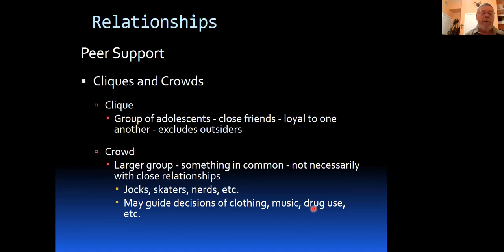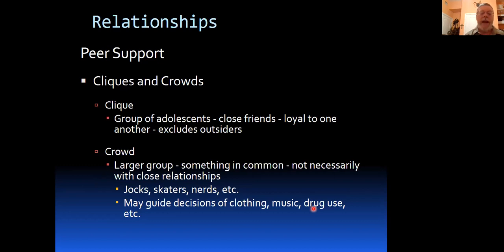We also have what we might call the crowd. That's a larger group that has something in common. It's not necessarily that each of the people in that crowd knows each other or has any close relationship with others. So that might be what we used to have, like the jocks and skaters and nerds and things like that. There's probably a whole bunch of different newer groups as well.